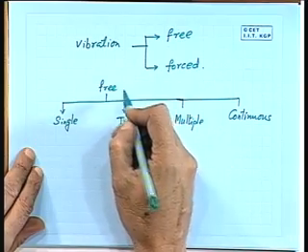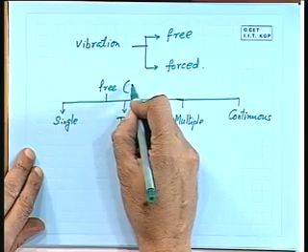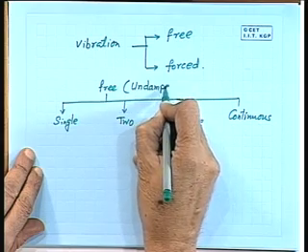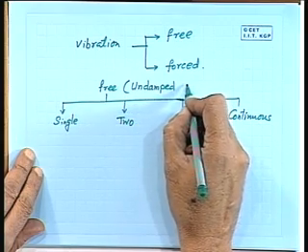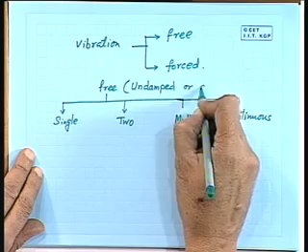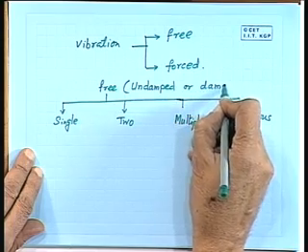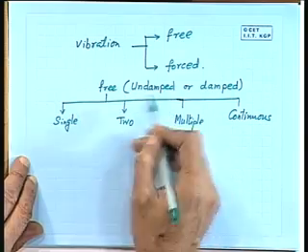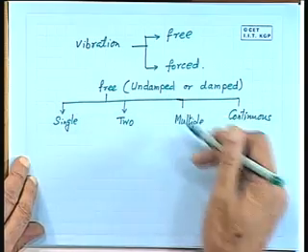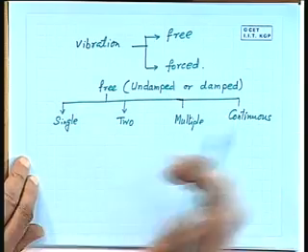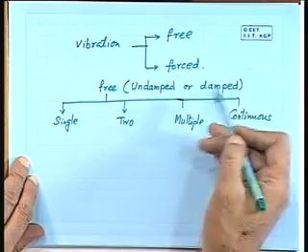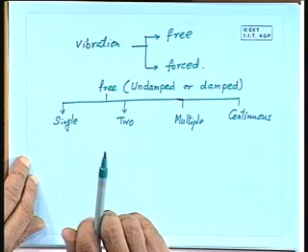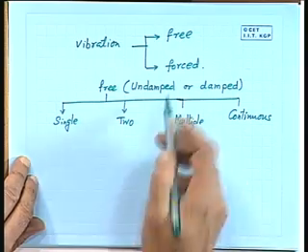And this free can be again undamped or damped. So, you can have one set of free vibration, undamped single degree, undamped 2 degree, undamped multiple, undamped continuous. You can have another series of damped single degree, damped 2 degree, damped multiple, damped continuous, right.